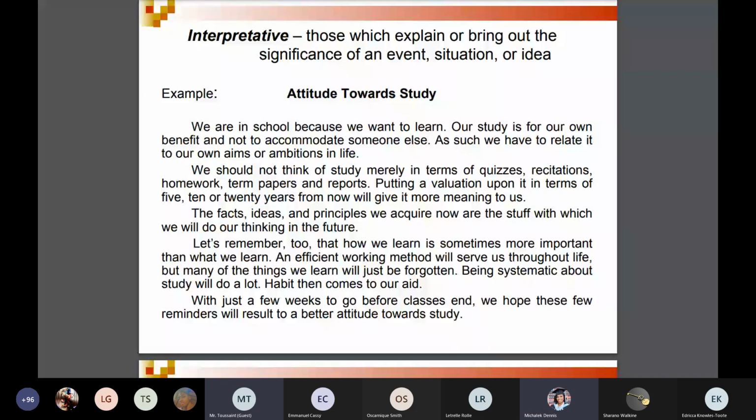Looking at the conclusion at the bottom, it says, let's remember too that how we learn is sometimes more important than what we learn. In other words, not just learning the ABCs, but your mentality, your attitude towards education itself is important. That's why some succeed and some don't. If you see education as a bore, a chore, something that will not benefit you, then chances are you may not do well. So the attitude is very important, and that is what this editorial is bringing forward to us.